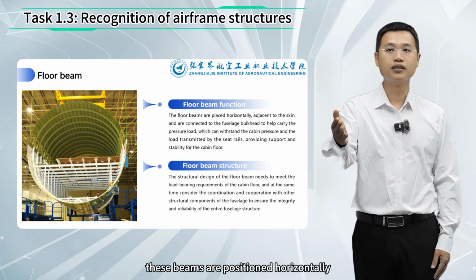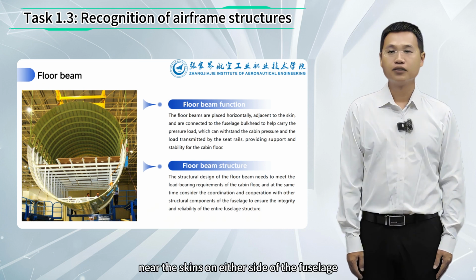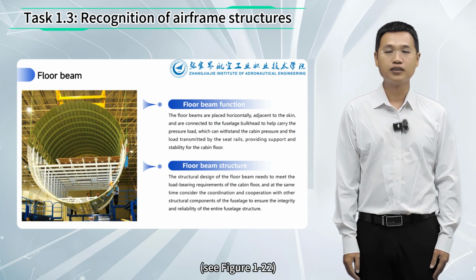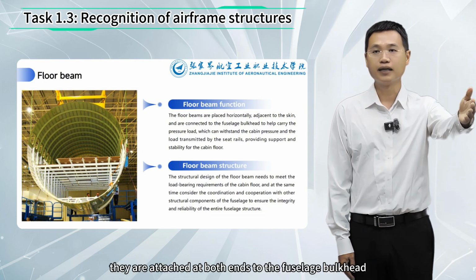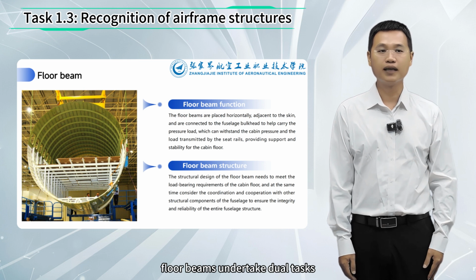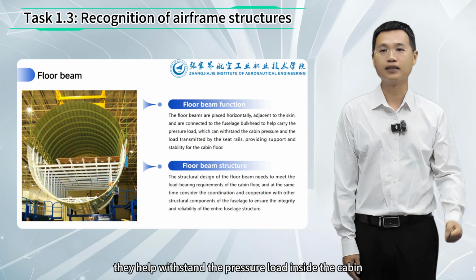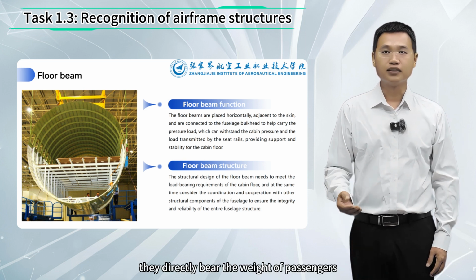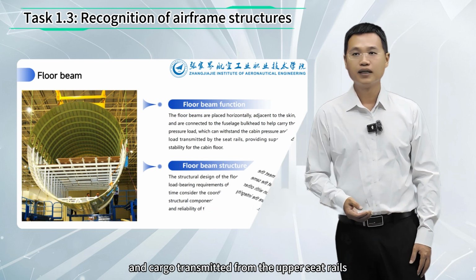Floor beams. These beams are positioned horizontally under the cabin floor near the skins on either side of the fuselage. See Figure 1-22. They are attached at both ends to the fuselage bulkhead. Floor beams undertake dual tasks. On the one hand, they help withstand the pressure load inside the cabin. On the other hand, they directly bear the weight of passengers and cargo transmitted from the upper seat rails.